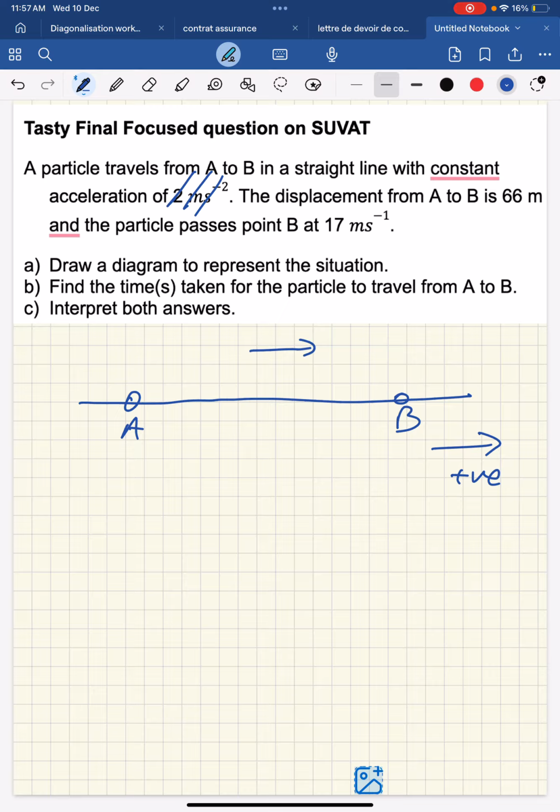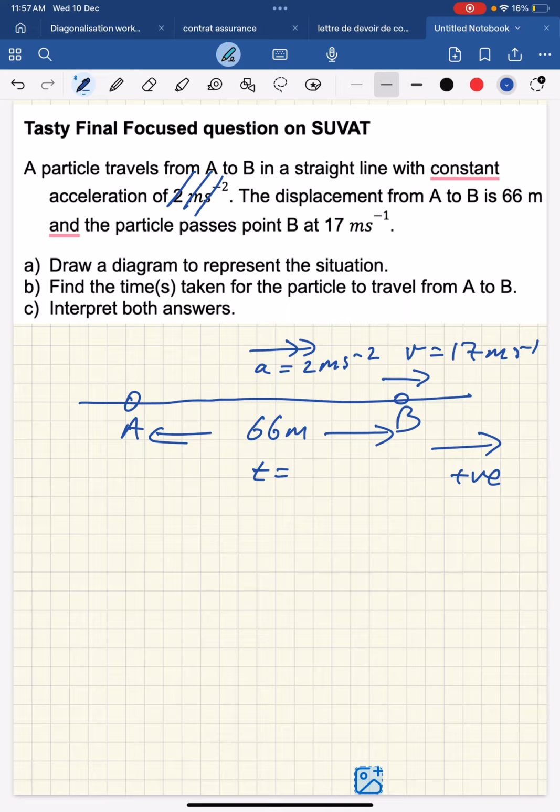The acceleration is 2. Usually put a double-headed arrow for acceleration. Displacement from A to B is 66. And the particle passes point B at 17. Single arrow here, so final velocity equals 17.